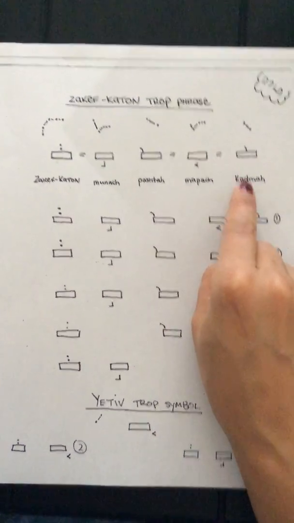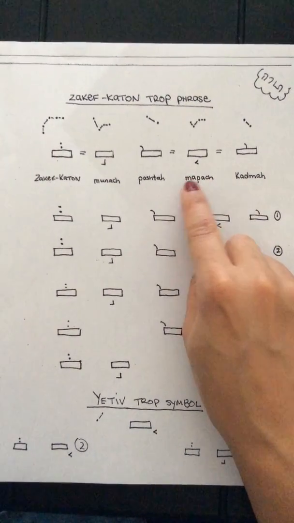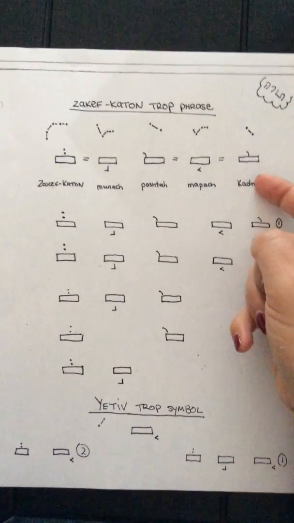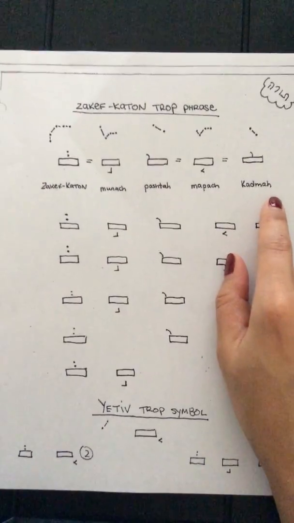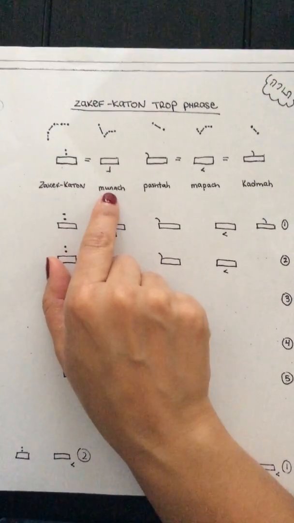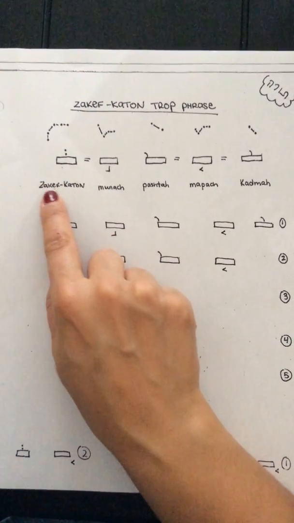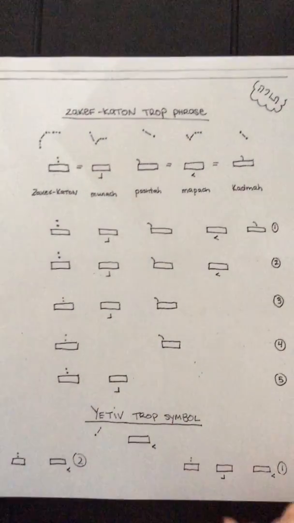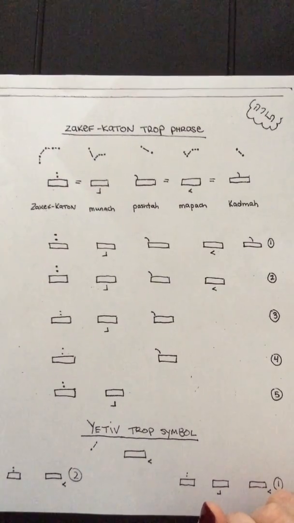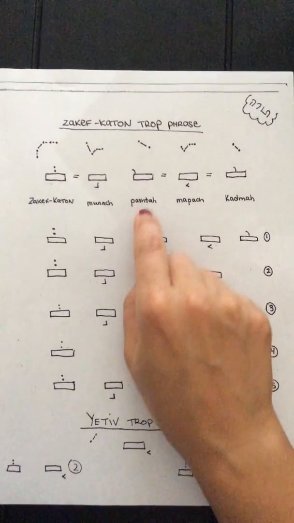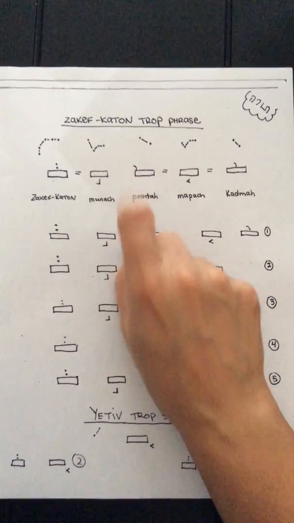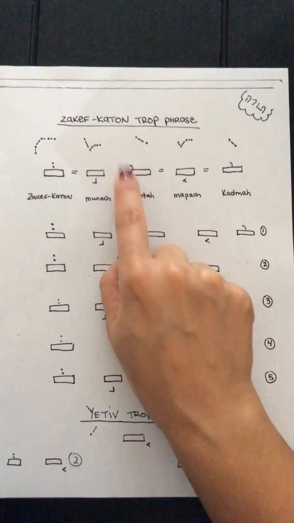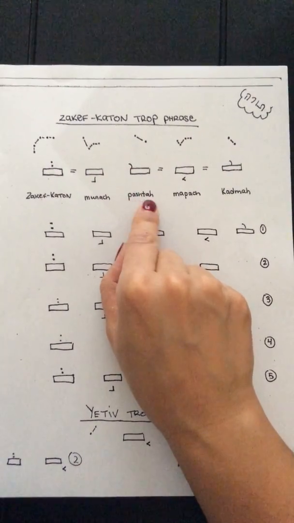So the example here, kadma, mapach, pashta. See how they all glide into each other? Okay. And the same thing actually goes for munach, zakef katon. All right. So, again, pashta may have at times 2 tropes on top, indicating that the accent is somewhere else other than the end, but the melody you sing is for pashta.